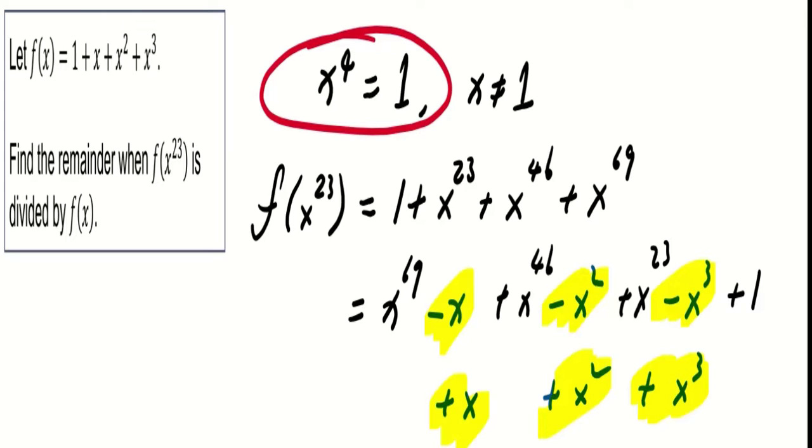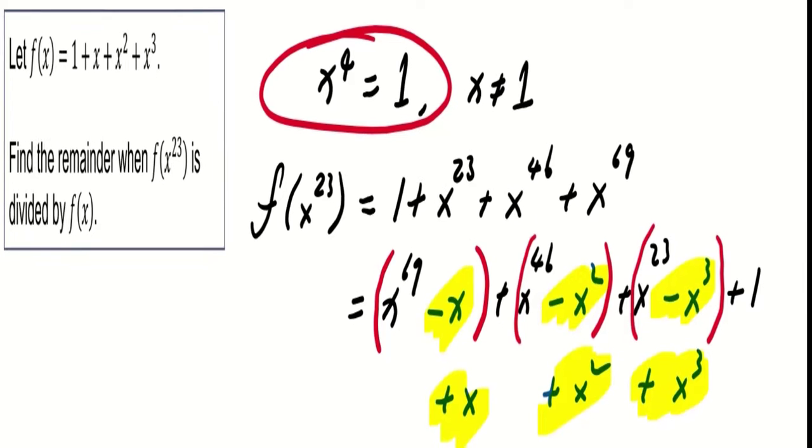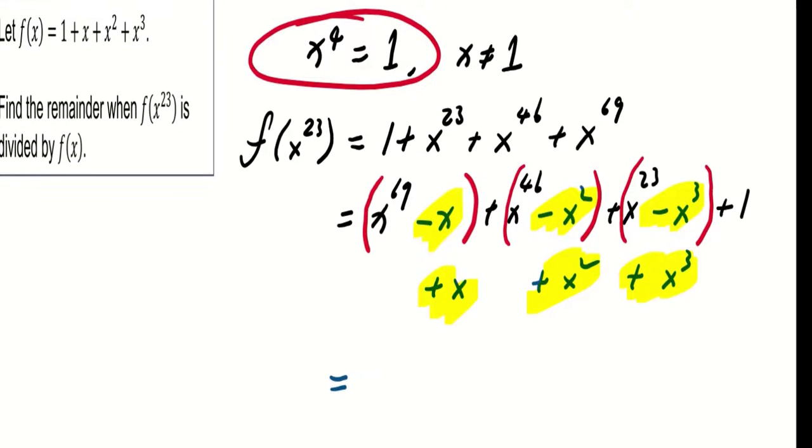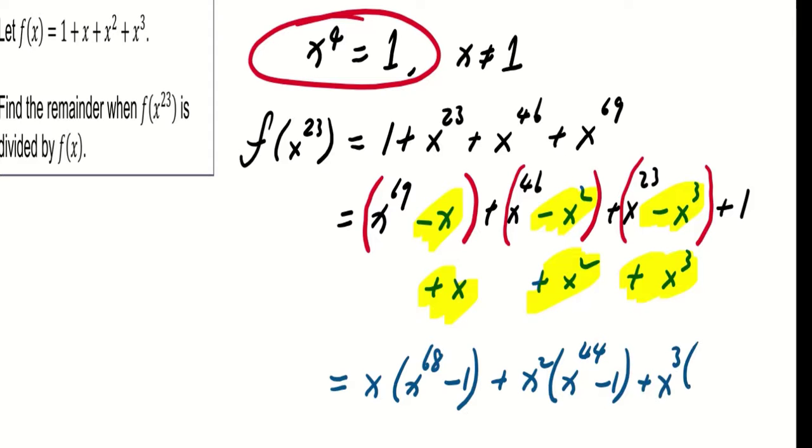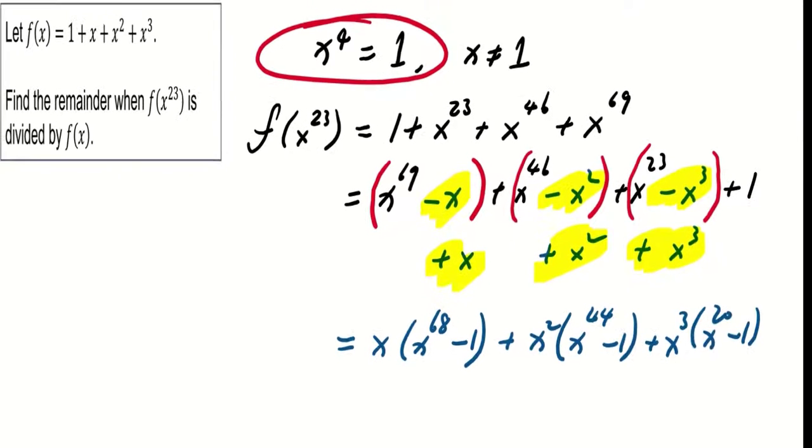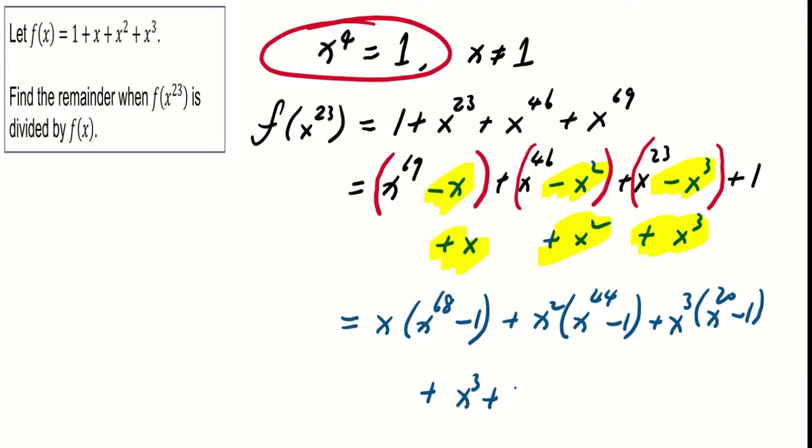Now we combine the first two terms, x^69 minus x, and later on x^46 minus x squared, and later on x to the power 23 minus x power 3. So from there we could get x^68 minus 1, plus x squared times (x^44 minus 1), plus x cubed times (x^20 minus 1), plus x power 3 plus x squared plus x plus 1.